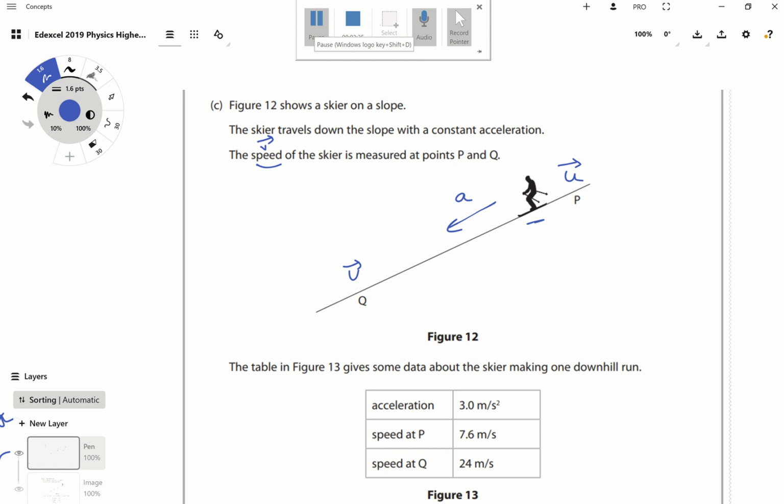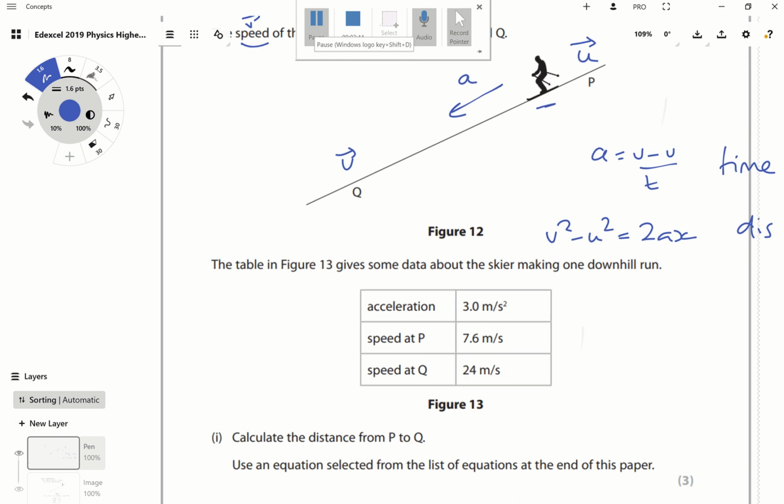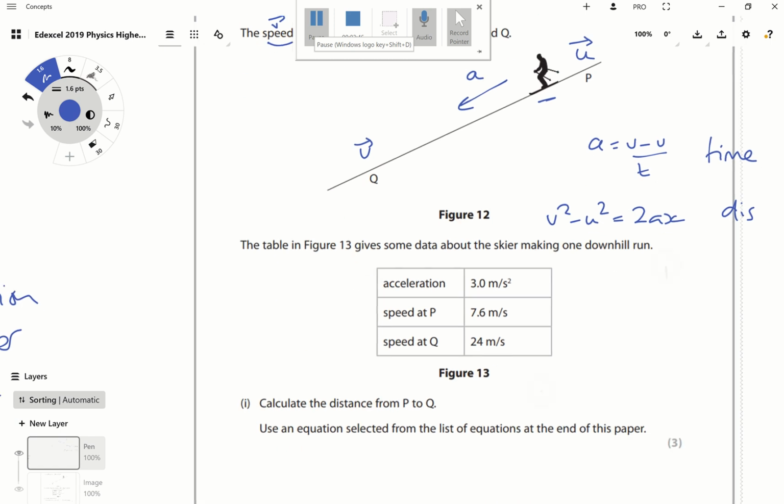So already now I can see I've got a choice in terms of the question. I'll read in a second. I'm either going to be using a equals v minus u over t, or I'm going to have to rearrange v squared minus u squared equals 2ax. And that depends on if the question is going to give me a time or if it's going to give me a distance or a displacement. X stands for displacement, so distance with a direction. So x is the vector quantity of distance.